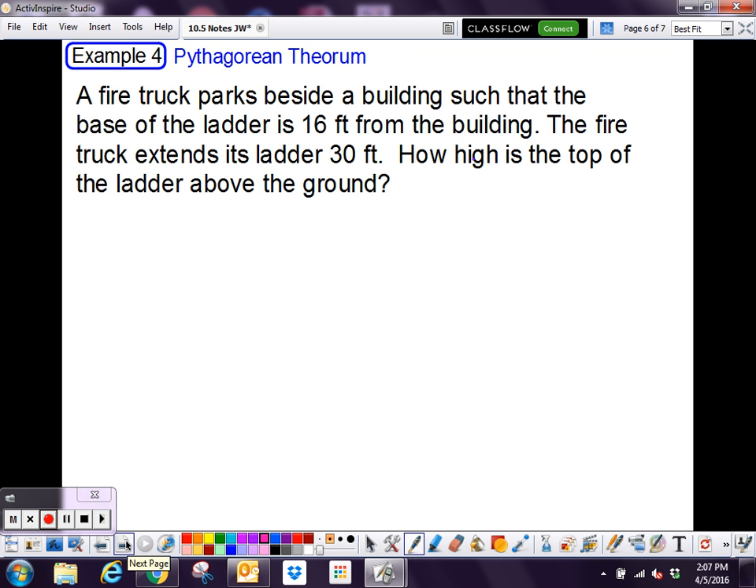Okay, a fire truck parks beside a building such that the base of the ladder is 16 feet from the building. The fire truck extends its ladder 30 feet. How high is the top of the ladder above the ground?